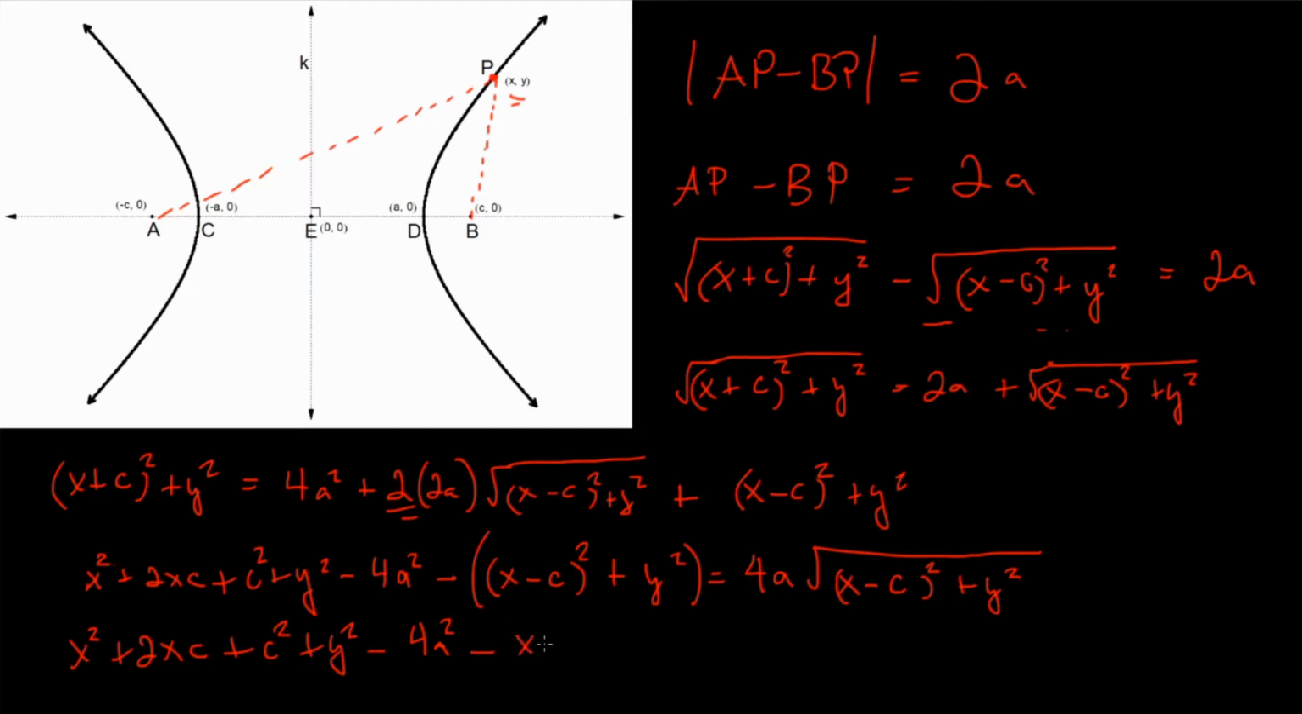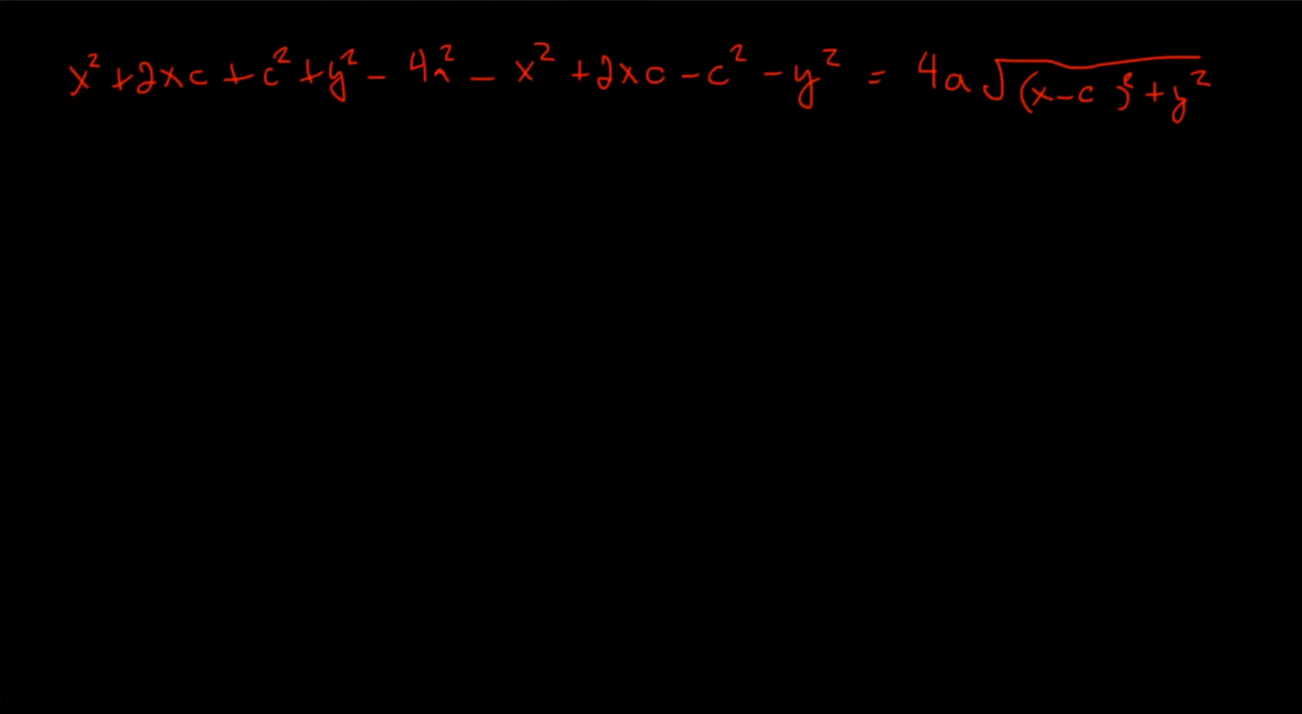So I'm going to have minus x squared, right, minus negative 2xc, so plus 2xc, and then I'm going to have a minus c squared, and then a minus y squared, and that's all going to be equal to 4a times the square root of x minus c squared plus y squared. I could expand this, but I'm not going to do that yet. All right, I ran out of room, so here we are on the next page.